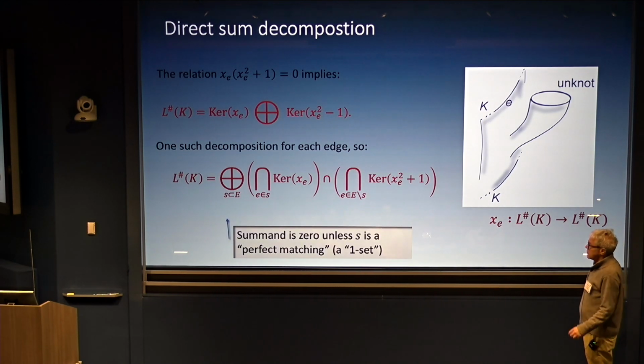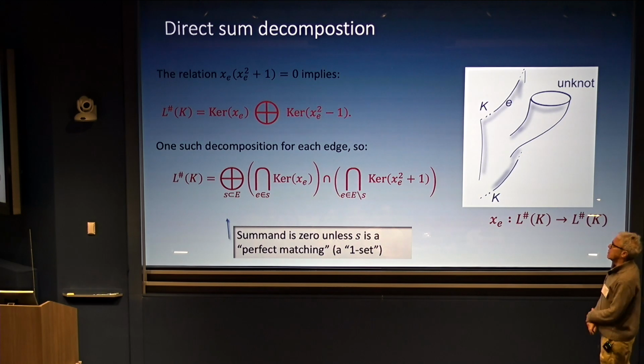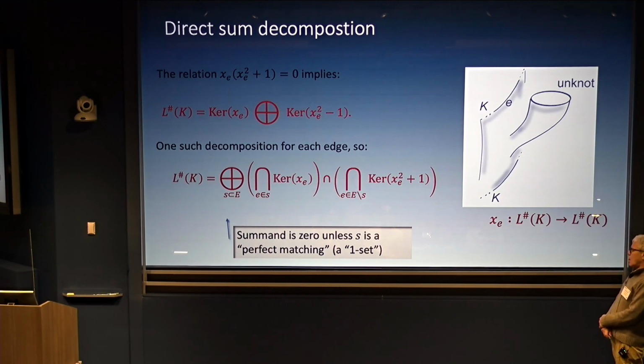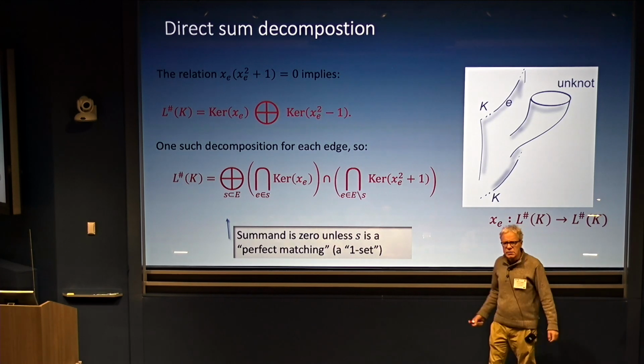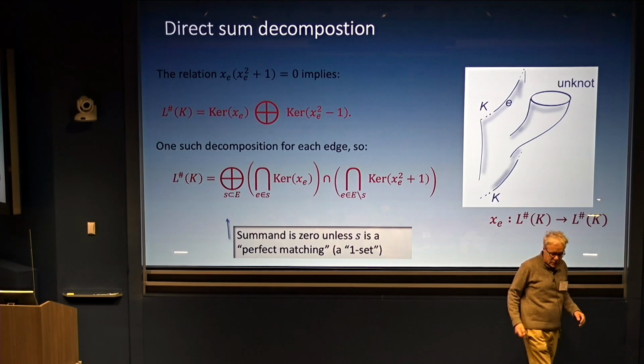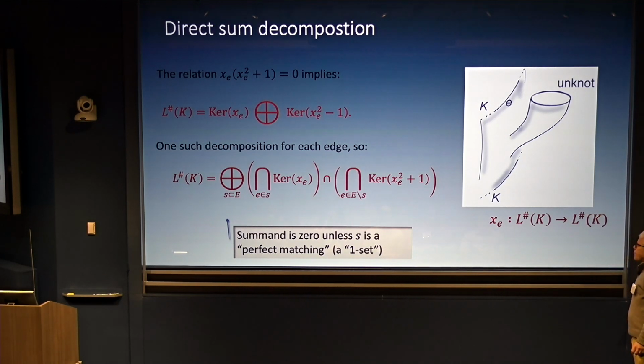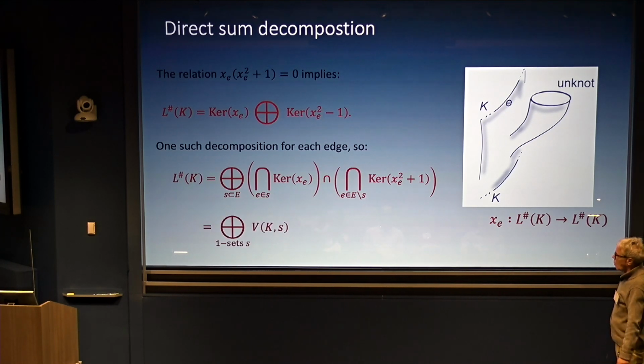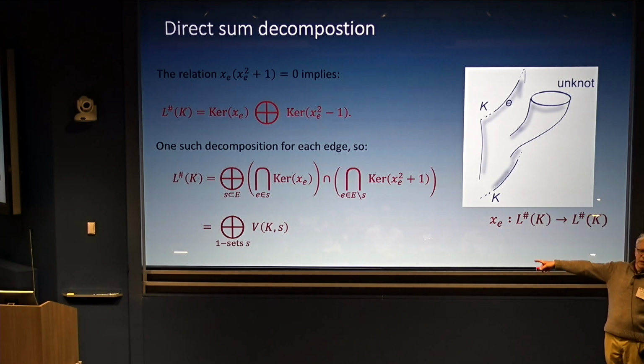It turns out that there are relations between these operators when edges meet at a vertex, and those relations imply that that summand is empty. It's the 0 summand, unless that set S is called a one set or a perfect matching, just a collection of edges such that every vertex is seen once. So rather than all subsets of E, it's a sum over one sets of edges. And instead of that big intersection thing, which is hard to read, I'll just abbreviate that as V.